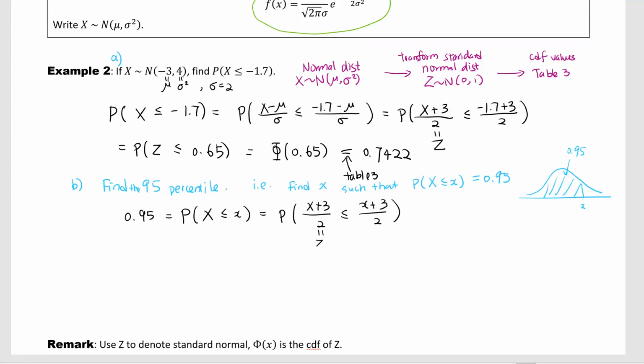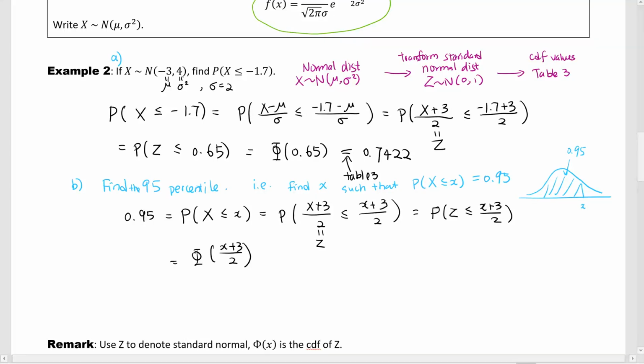Okay, now this guy is z. So this is the probability of z less than or equal to small x plus 3 over 2. Well, that's exactly the CDF at x plus 3 over 2, right? Okay, so we know the CDF value equals 0.95, and we want to find the x value.